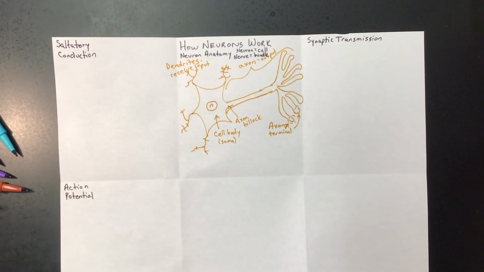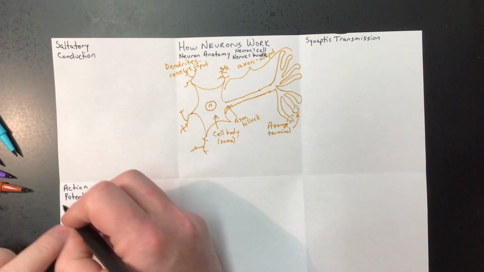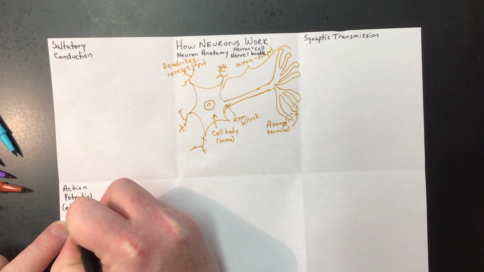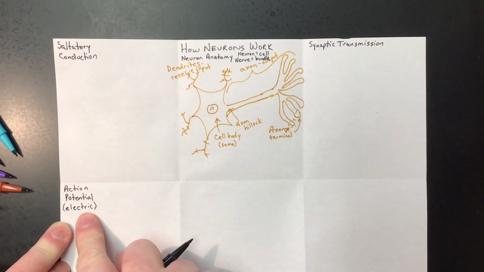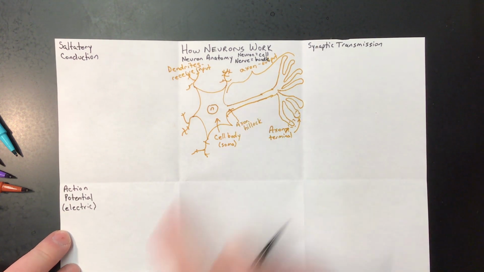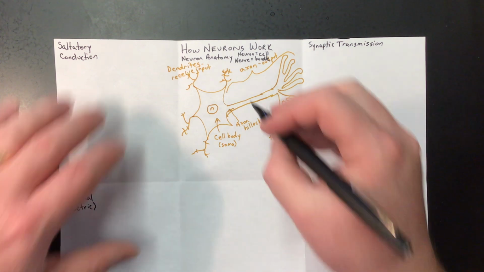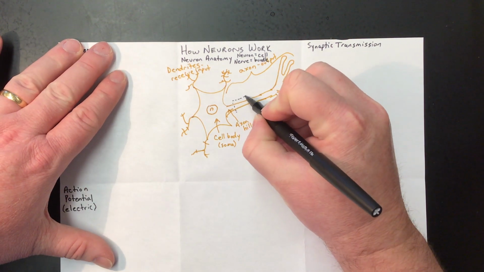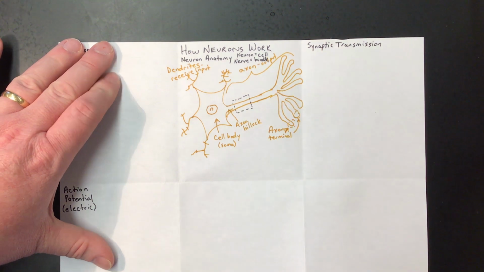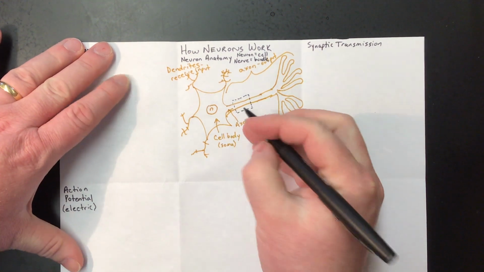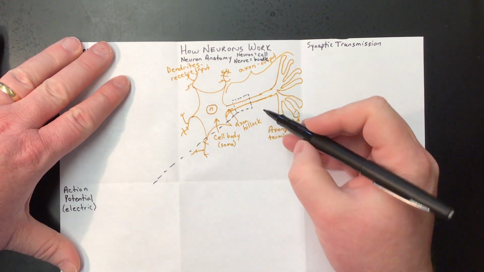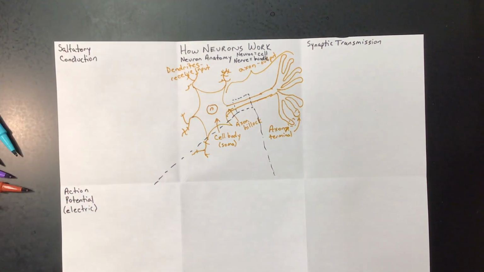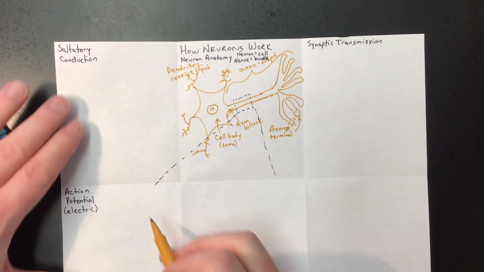Now, we're going to go over to this section to talk about action potentials. An action potential is the electric signal sent by a neuron. And an action potential happens on an axon. So what we're going to do is we're going to take a small section of axon and we're going to blow it up. We're going to blow it up over here. So let's draw that in here.